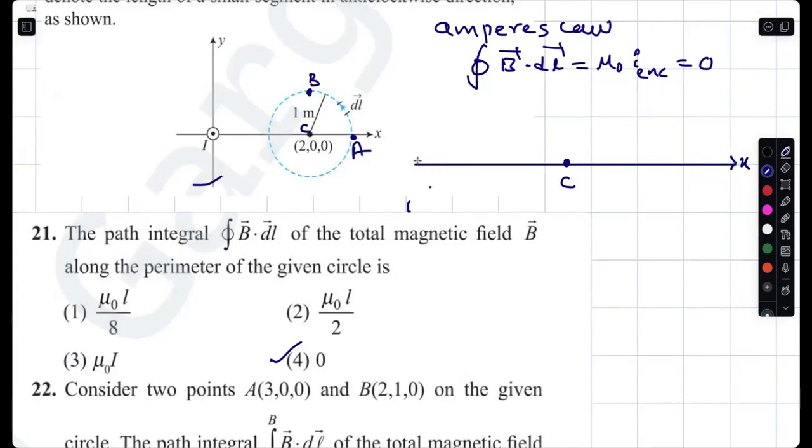Remember, this is your origin where you have an outward current carrying conductor. And here is the point A. And here is the point B.